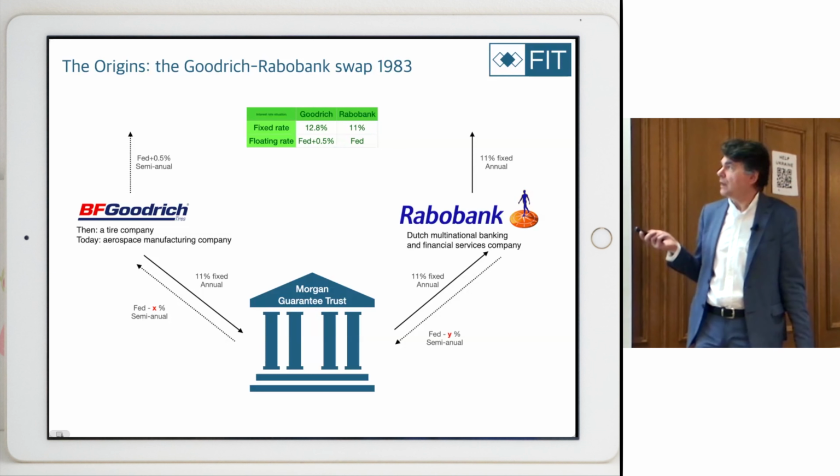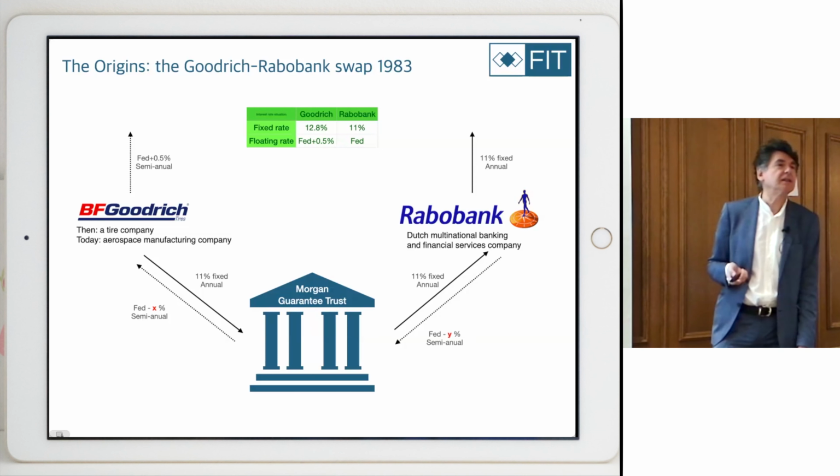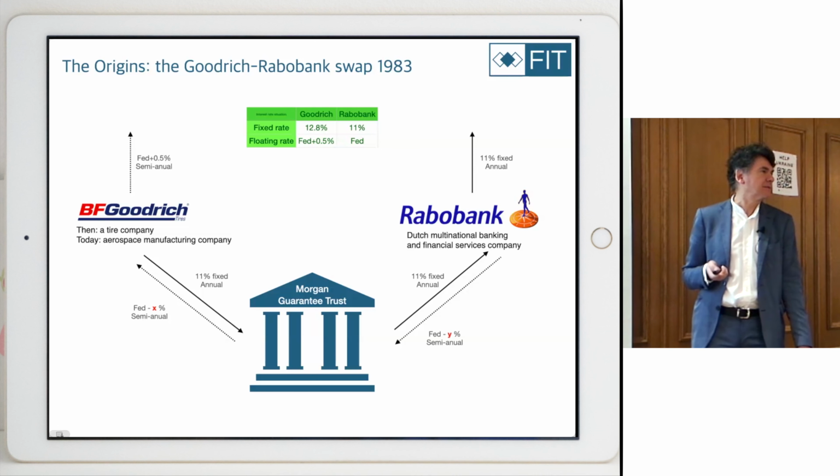Good. Why does Rabobank do this? They get what they want, and as long as Y is positive, they save money. Do you see that?